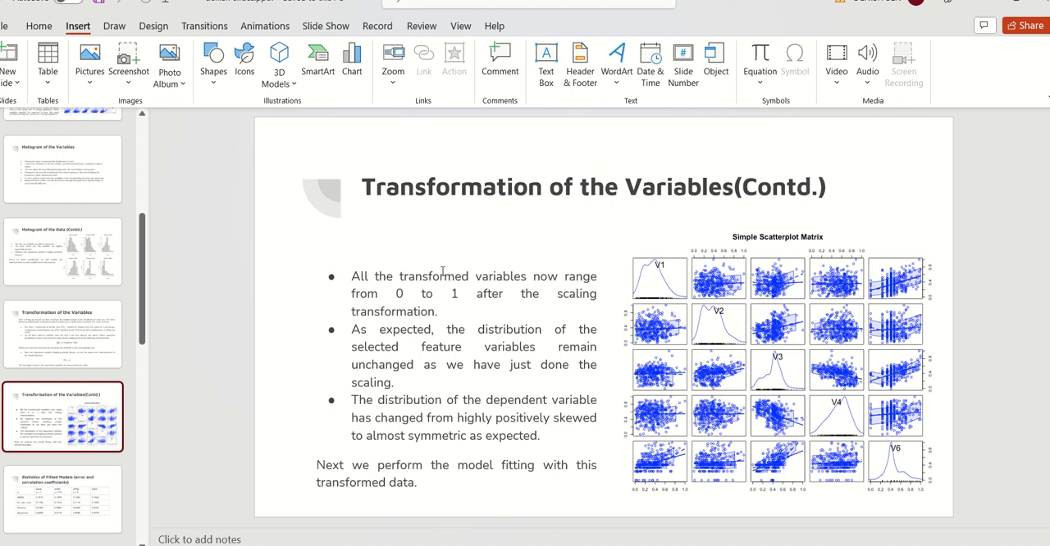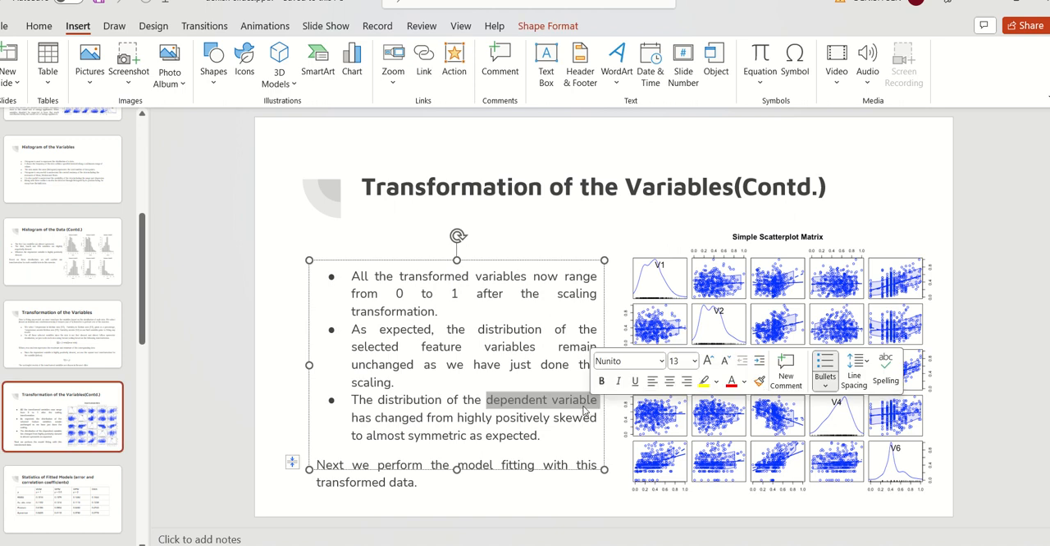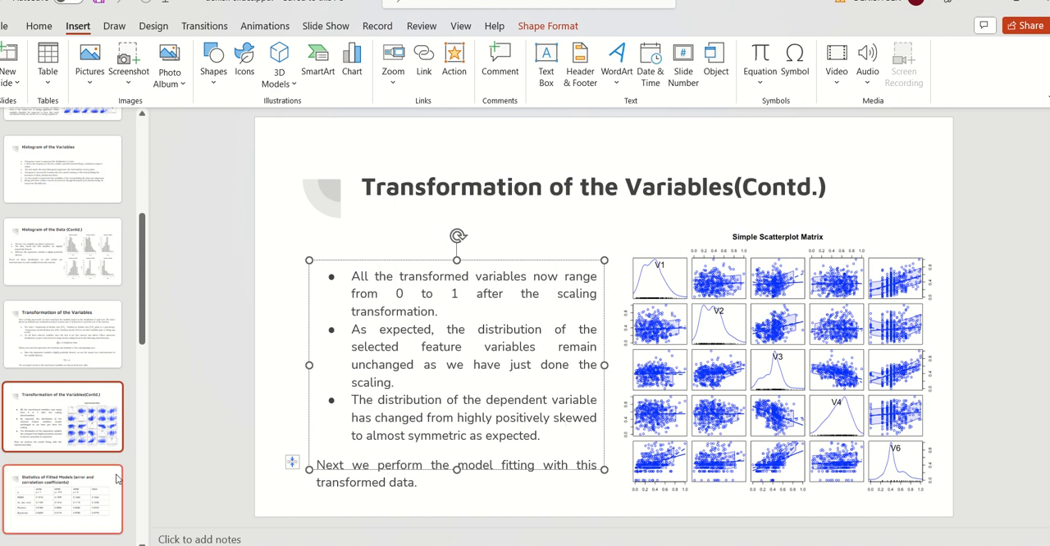Transformation of the variables. All the transformed variables are now from 0 to 1 after scaling, and as expected, the distribution of the selected feature variables remains unchanged as we have done in the scaling. The distribution of the dependent variable has changed from highly positively skewed to almost symmetric, as expected. Next, we'll perform the model fitting with this transformed data.